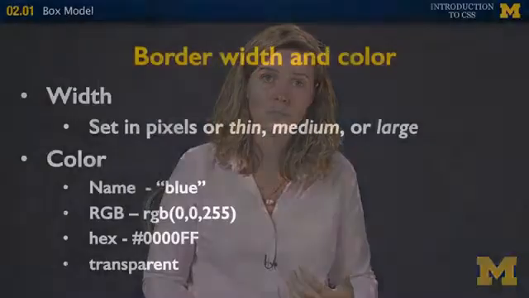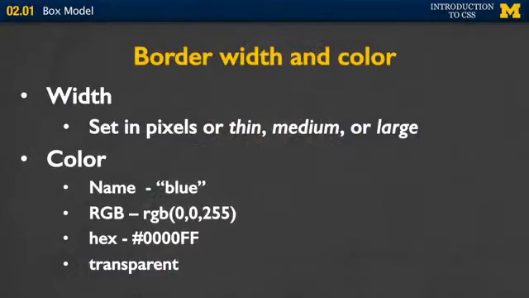Once you've decided what kind of style you want, you can specify the width and color. When it comes time to set the width, you can set it in a number of pixels, or you can use the keywords thin, medium, or thick. When it comes time to do the color, you can do the same thing we've been doing all along. You can just use the name, such as blue, the RGB value, the hex value, or just so you know, it's also transparent, so it can just take the color of whatever's underneath it.